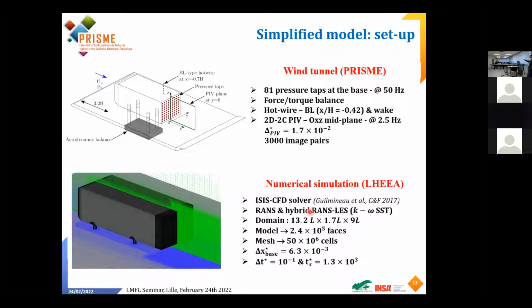So I need to have statistical averaging to be done. From the numerical part, this part has been done at the LEA at Nantes. It was done by Emmanuel Guillemino using the EASYS CFD solver. We've used two types of simulation. Reynolds simulation based on the K omega SST model. So this is very basic.